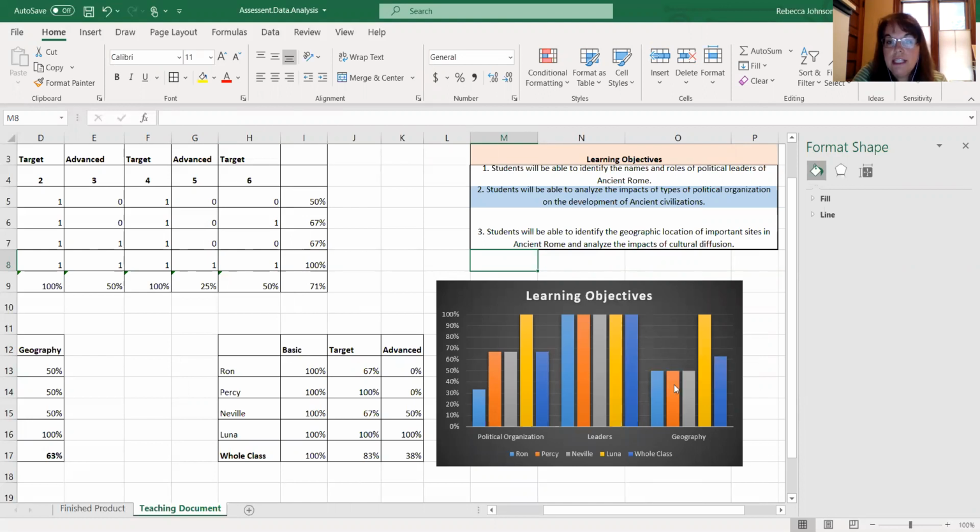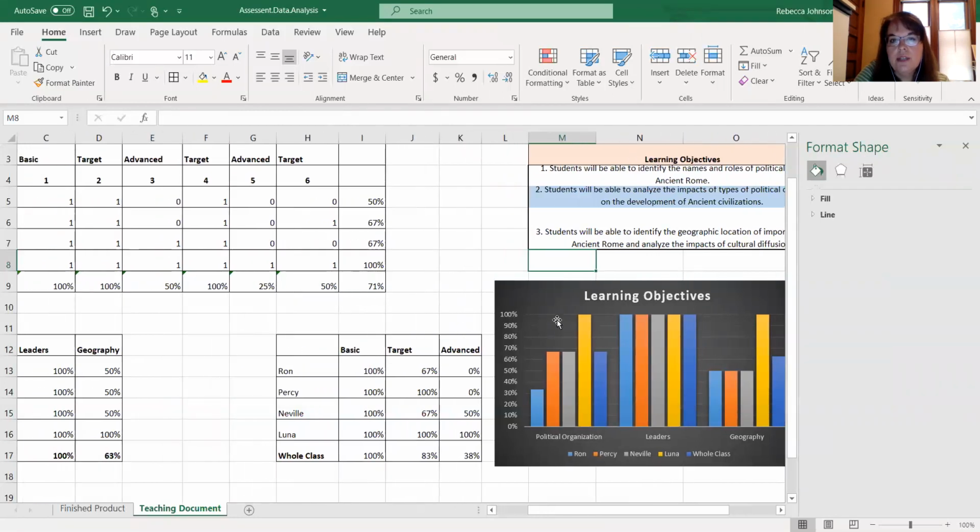Then just physically, I can see that geography is lower, right? So I might say political organization, it really depends on the complexity of the question. Students did seem to demonstrate some understanding of political organization across the board. Ron struggled with this particular aspect. But overall, there was some general target understanding of political organization. Geography is the place where students really struggled.